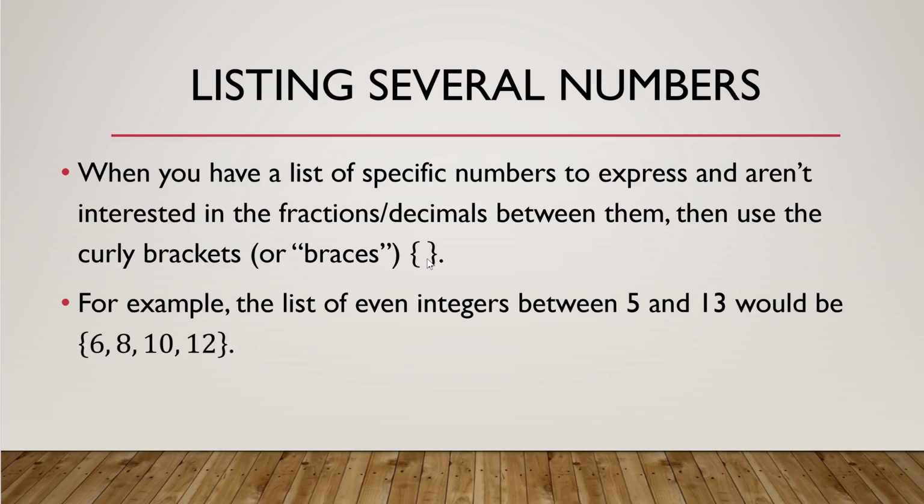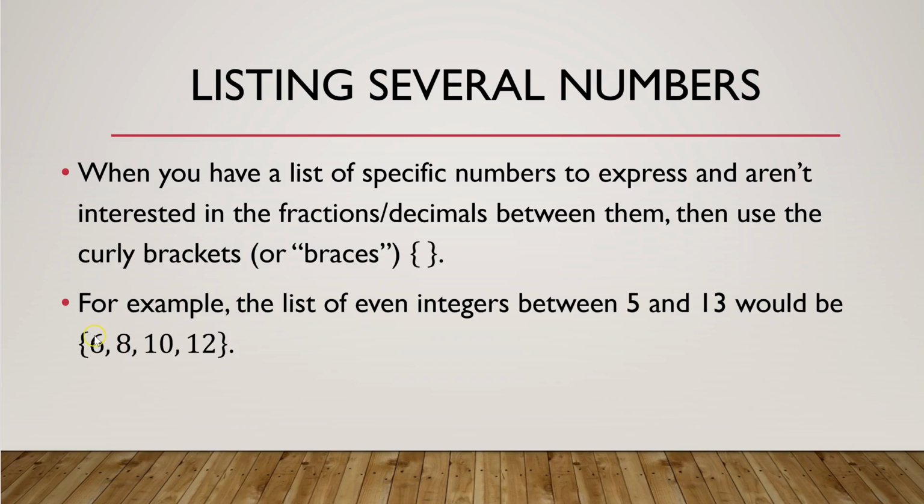So for an example of where you might be listing out some specific numbers and not anything else outside of that, like the decimals and fractions in between them, a question could say, what are the even integers between 5 and 13? Well, we just talked about what an integer is. So if we were looking at all of the integers between 5 and 13, you'd have 6, 7, 8, 9, 10, 11, and 12. However, this specified only the even ones.